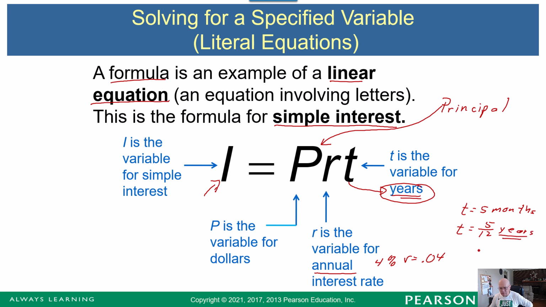Special note. Make sure it's in years. If it's not, change it to years. If it says 120 days, then T equals 120 over 365. That's how many years.